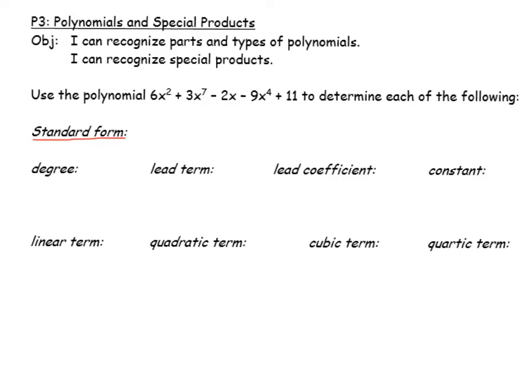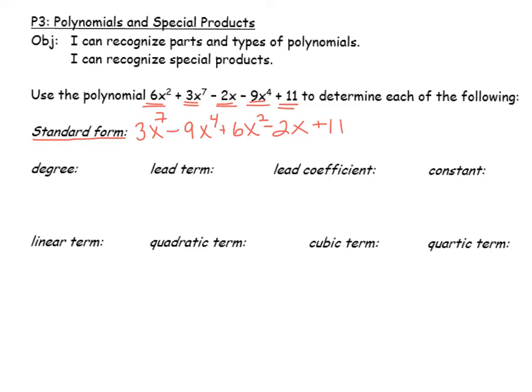So if we look at all the terms in this polynomial, 3x to the 7th should be written first because it has the biggest exponent. Looking at the rest of the terms, I see we have minus 9x to the 4th, takes care of that one, plus 6x squared, there's that first term, minus 2x, and then last but not least we have that plus 11 at the end. That would be written in what's called standard form.